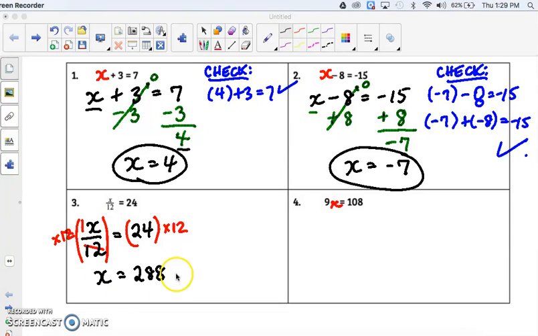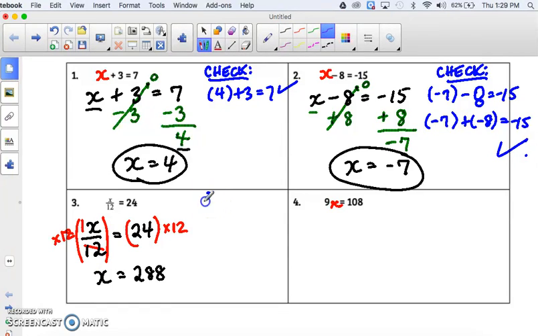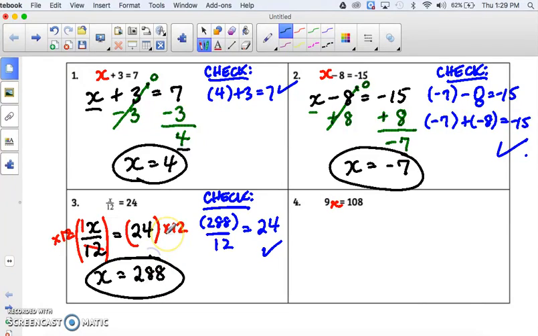So again, you're left with x equals 288. If you want to check your answer and see if you're correct, you're going to plug in, again using brackets, 288 for the value of x divided by 12. That should equal 24 if you do the math and you know you're right. x has to equal 288. And I forgot to circle my answer.